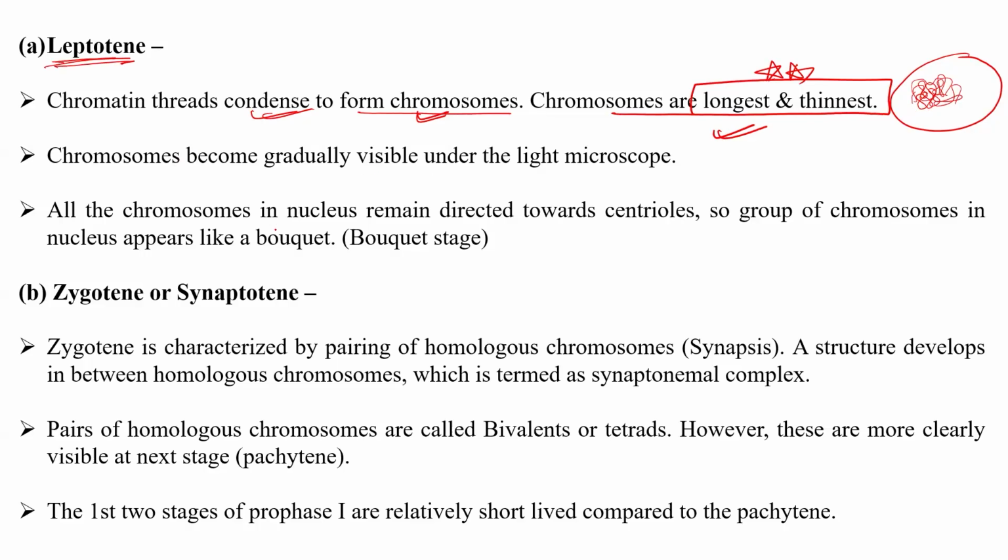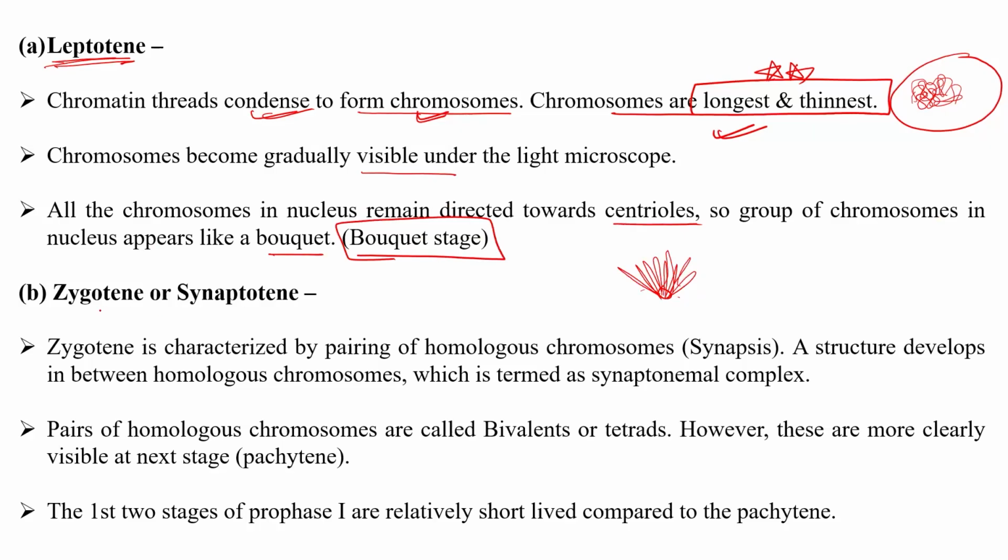Now chromosomes become gradually visible under the light microscope. All the chromosomes in the nucleus remain directed towards the centrioles. So the group of chromosomes in the nucleus appears like a bouquet. Therefore, it is also known as the bouquet stage. So it's like all the chromosomes are towards the centrioles, and therefore they form a bouquet-like structure, and therefore it is known as a bouquet stage.